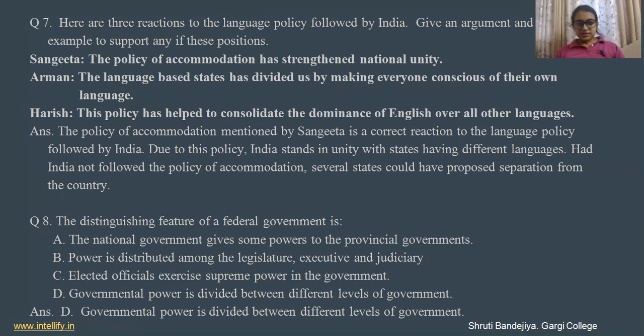Question number 8 says the distinguishing feature of a federal government is: A. The national government gives some powers to the provincial governments. B. Power is distributed among the legislature, executive, and judiciary. C. Elected officials exercise supreme power in the government. D. Governmental power is divided between different levels of government. So the correct answer is D. Governmental power is divided between different levels of the government in a federal government. Moving on to next question.